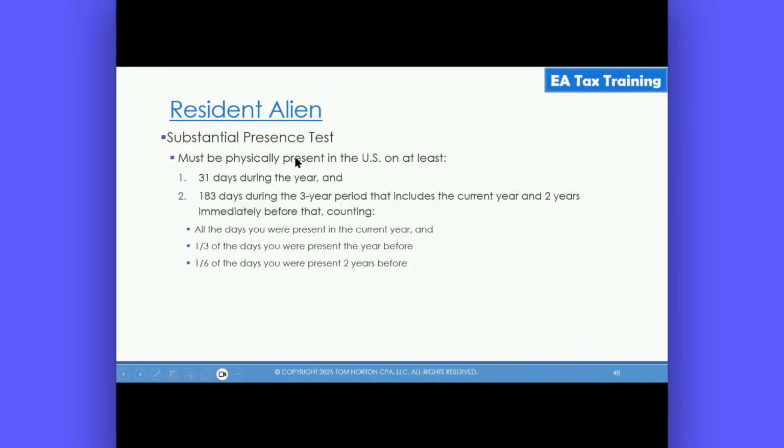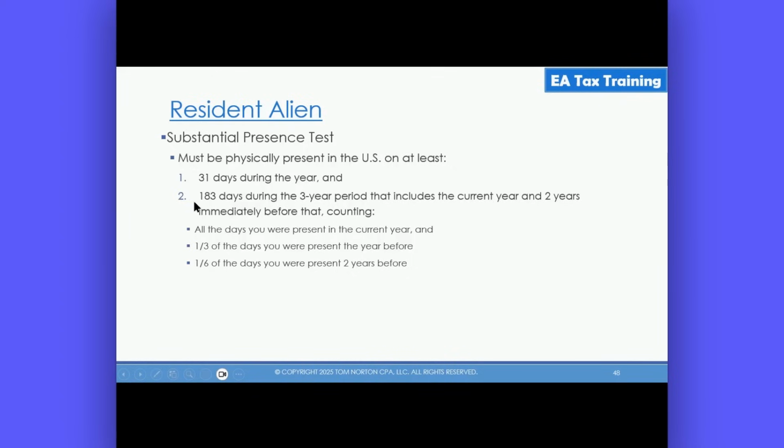So even if they don't have a green card, they could still be a resident alien if they meet the substantial presence test. In order to meet this test, they must be physically present in the United States on at least 31 days during the year. So we're talking about 2024 here. So they have to have been physically present in the United States for at least 31 days during 2024 and 183 days during the 3-year period that includes 2024 and the 2 years immediately before that.